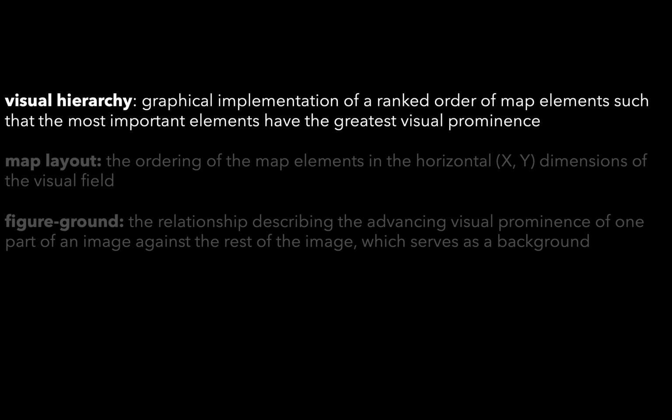So the first one is the concept of the visual hierarchy. And really the visual hierarchy is kind of the graphical implementation of that order of importance of your elements that you're mapping. So in most cases, we break this up into the idea that we have our prominent data that we're mapping, our secondary data, our geographic context, and then our background information. And those are really kind of the four basic steps within the visual hierarchy. And then from each of those, there's kind of additional sub-components.